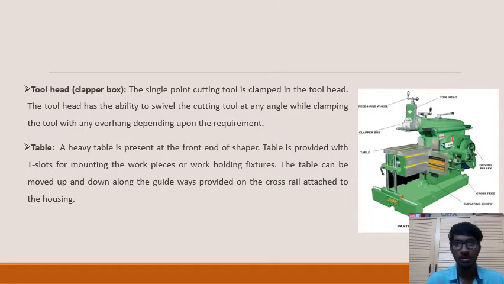Next is the table. So a heavy table is present in front end of the shaper, and the table is provided with T-shaped slots for mounting the workpiece or work holding fixtures. The table can be moved up and down along the guideways provided on the cross rail attached to the housing.